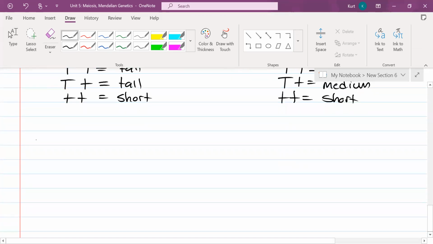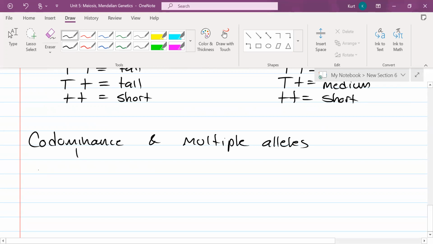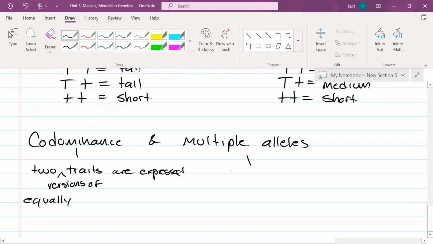Let's get to codominance and multiple alleles. I can explain both of these with one example. Codominance is when two versions of traits are expressed equally. And multiple alleles is just where you have more than two versions of a trait.